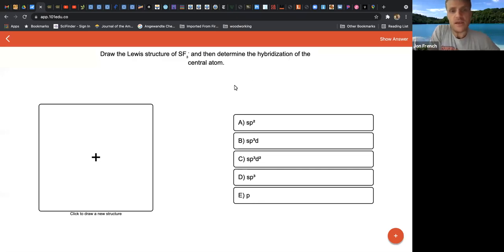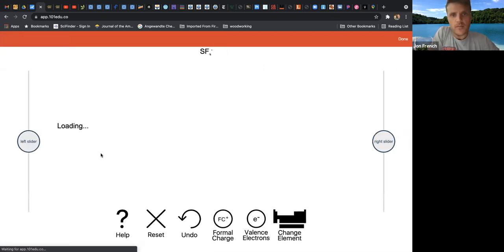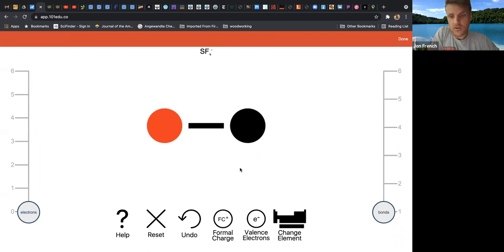For question number 10, we have this sulfur trifluoride anion. So draw the Lewis structure, then determine the hybridization of the central atom. This one's a little bit tricky compared to the previous one. So we've got sulfur trifluoride.